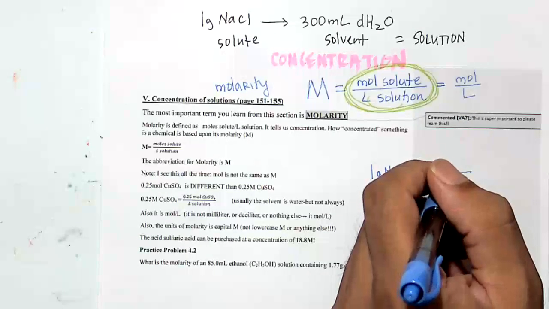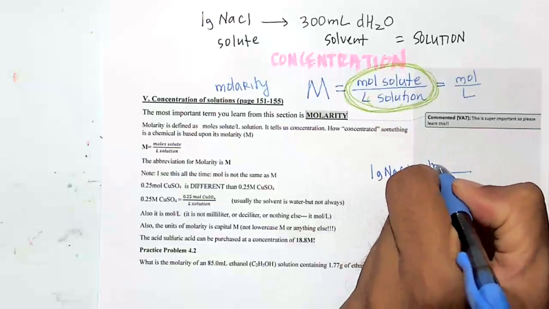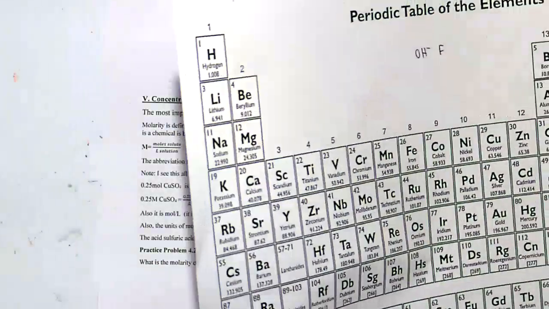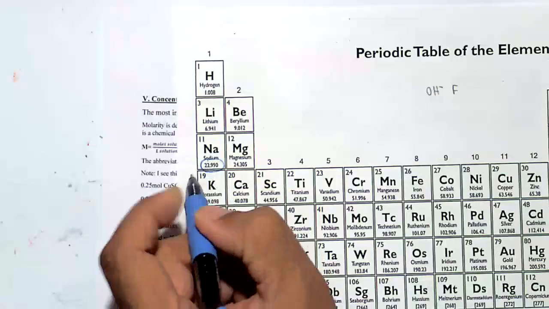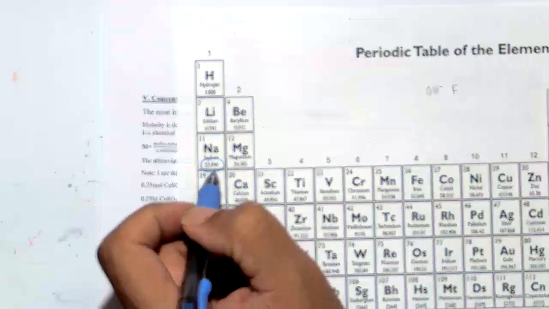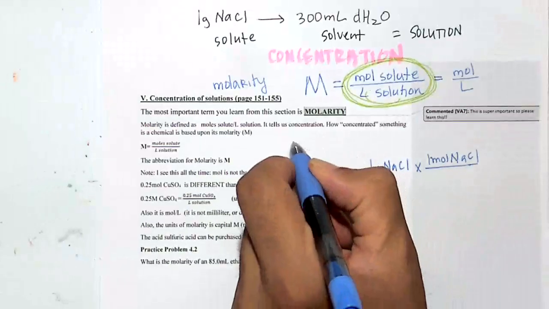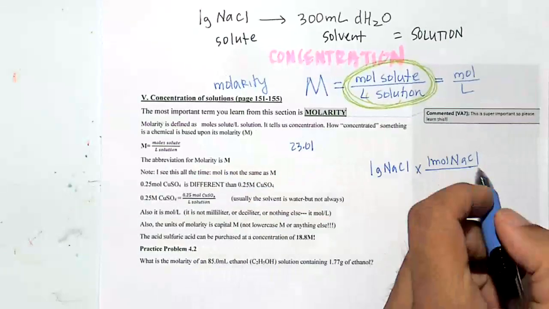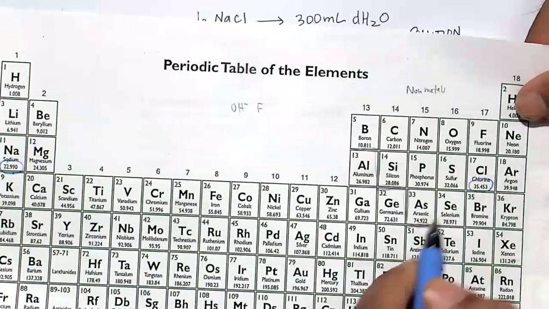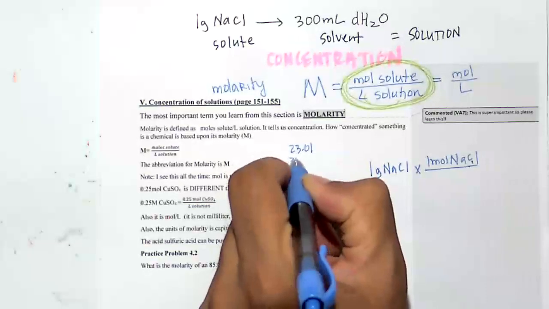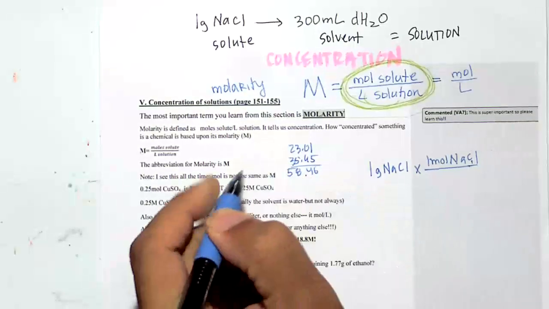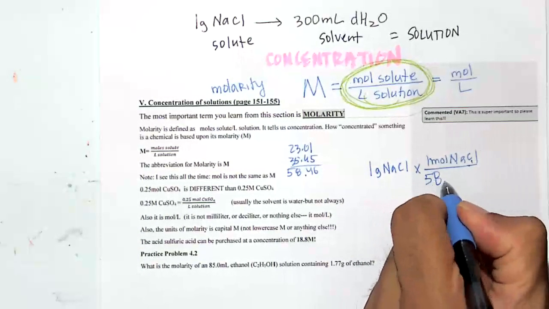Okay, so let's convert this to moles. 1 mole of sodium chloride contains how many grams? You remember how we do this? Na is about 23.01, or 22.990. I'll say 23.01. What is Cl? Cl is 35.45. About 58.46 grams.